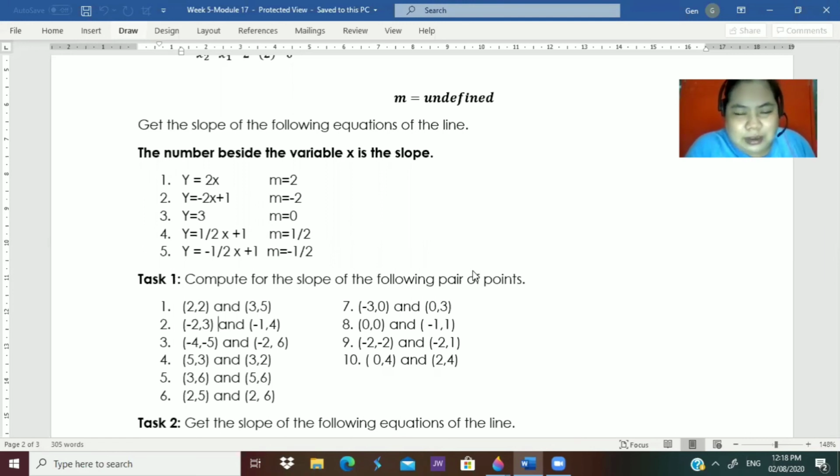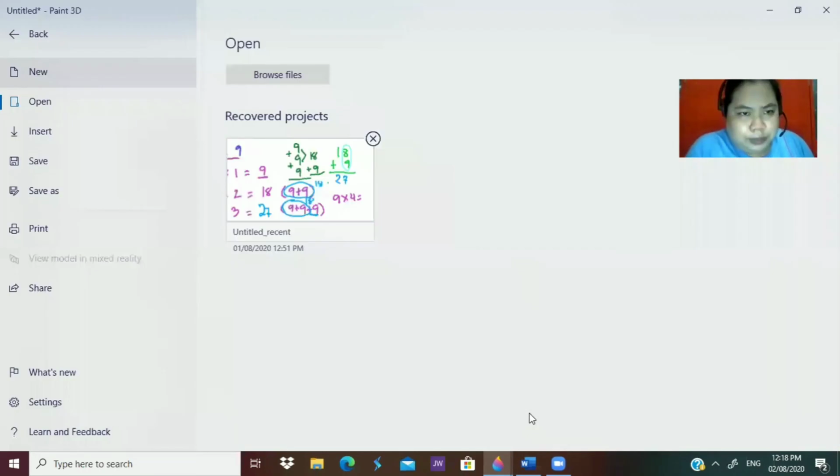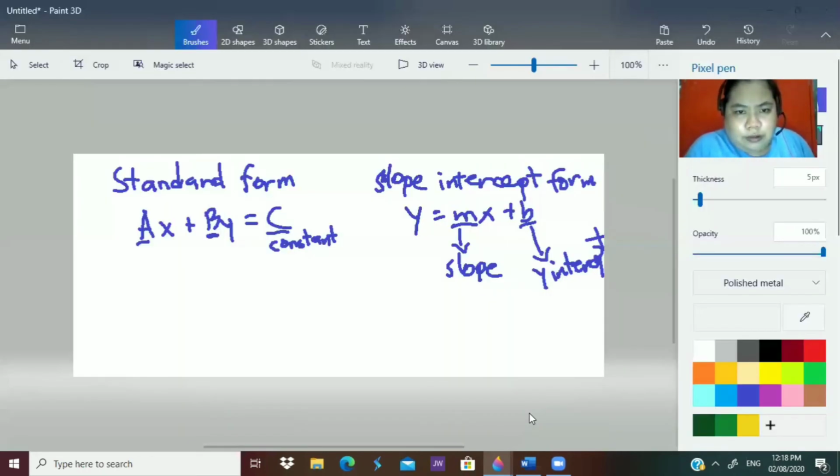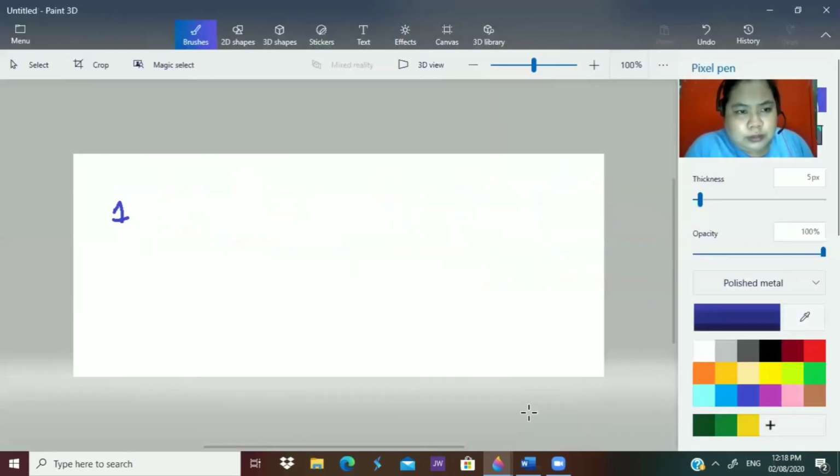Okay, so you have y equals 2x. Let's have it. Okay, so ngayon alam nyo na, ang gagamitin natin ay slope-intercept form, gamit yung equation. So, our example is y equals 2x. So, where is the slope? So, our slope is the coefficient of x, or number beside the variable x. So, our slope is 2.